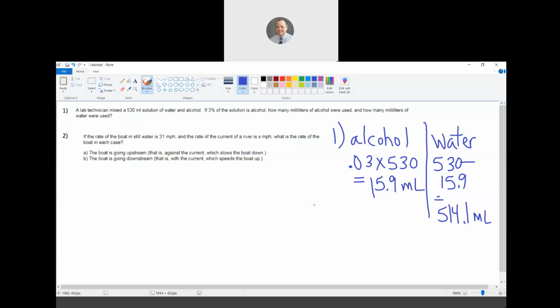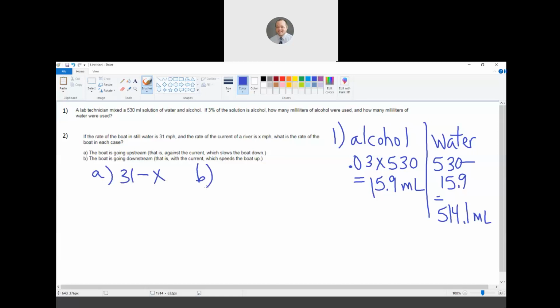Question 2, we're not solving anything, we're just getting each expression. If the rate of the boat in still water is 31 miles per hour, and the rate of the current of the river is x miles per hour, what is the rate of the boat in each case? Part A, the boat is going upstream. That means you're losing speed. That's represented by the expression 31 minus x.